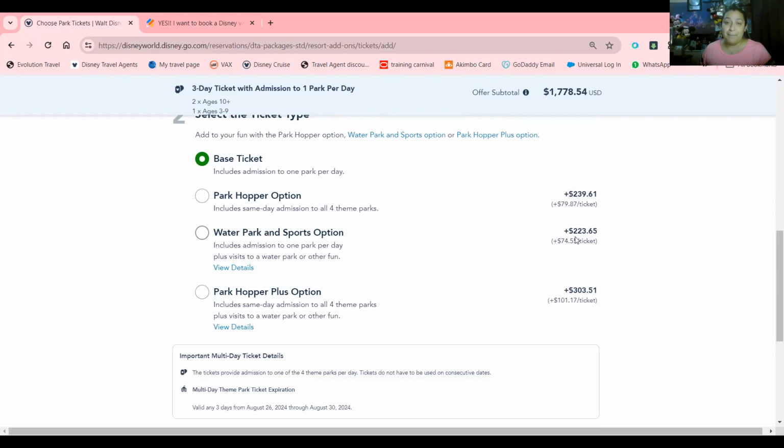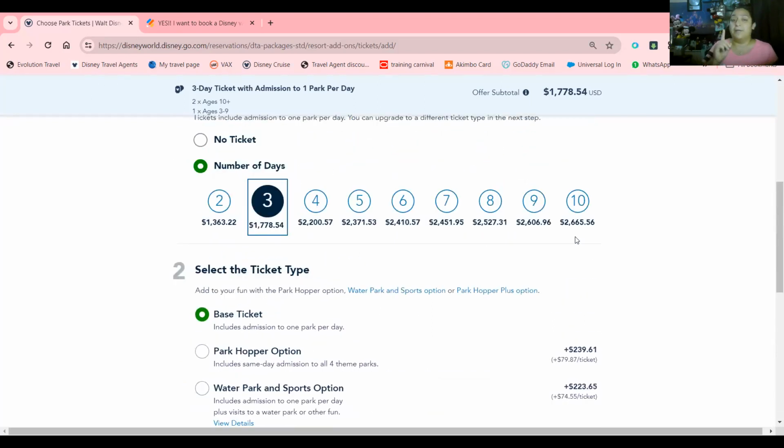With that being said, if it's their first time, guys, I do not recommend that they get the park hopper to do a 2-day ticket. All right. Why? Because a lot of people are like, well, there's 4 parks, right? I can do 2 parks 1 day and 2 parks the other. That's right there, 2 days, and I'm good.